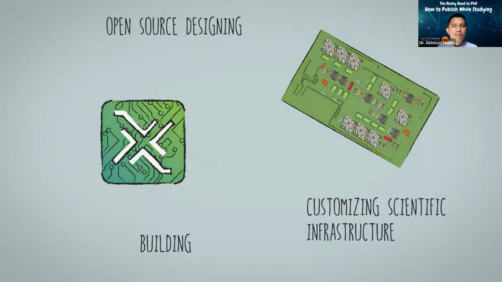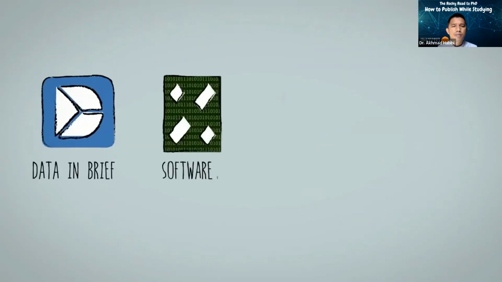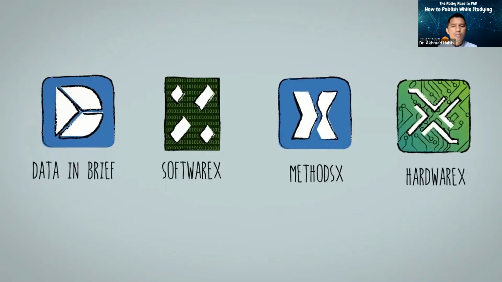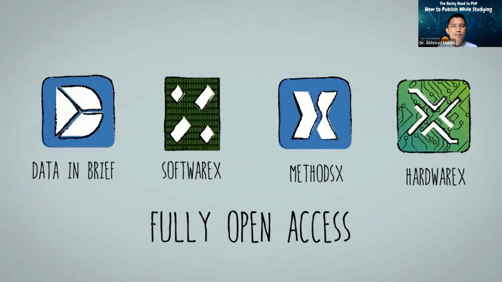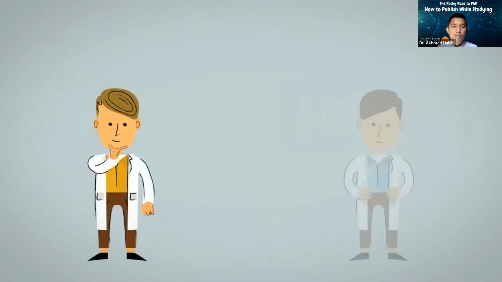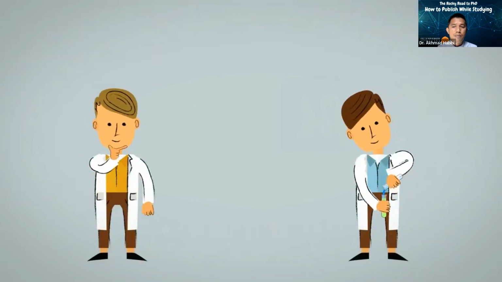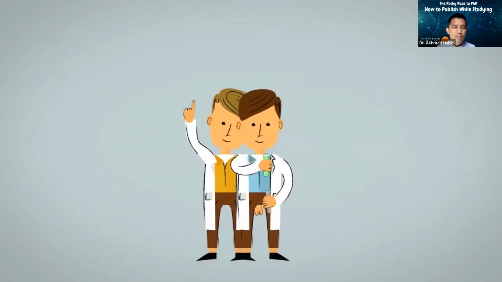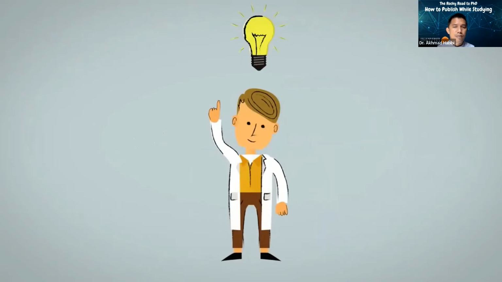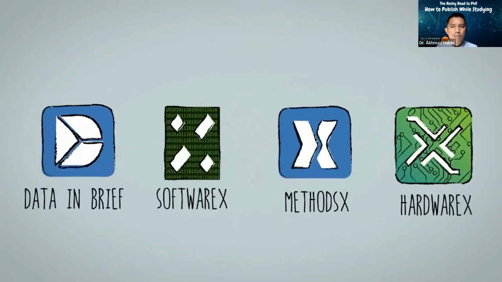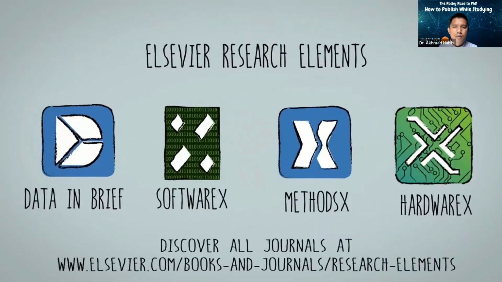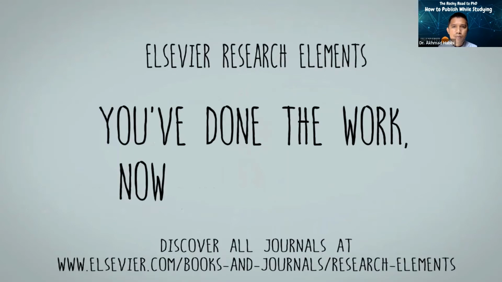The journals Data in Brief, Software X, Methods X and Hardware X are fully open access, so articles are available to everyone. Whether you're making major breakthroughs, incremental steps or something in between, consider supporting other researchers by publishing your data, software, methods and materials with journals from the Elsevier Research Elements program. You've done the work. Now get the credit.